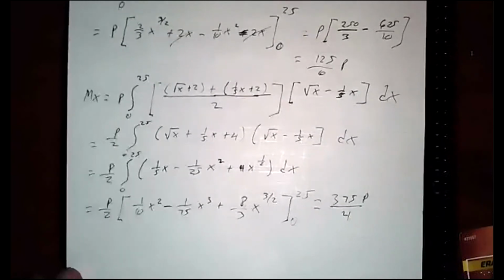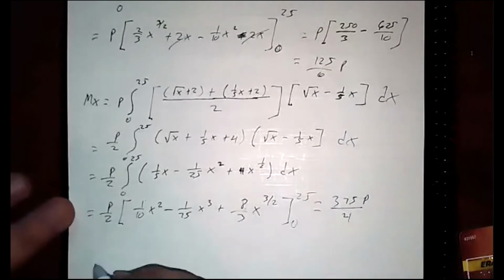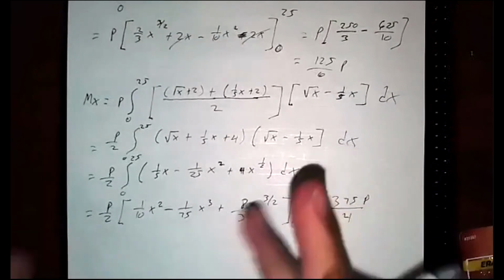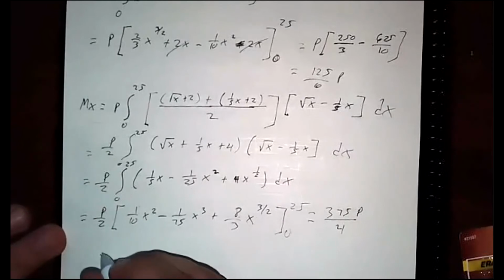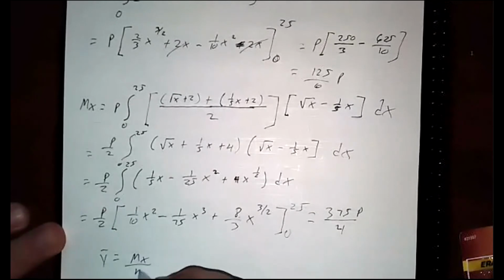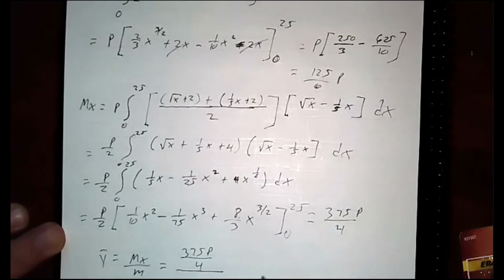So now you can find an x bar, right? Because x bar is equal to, actually, no, that's not true. Let me see, because x bar is defined to be my. So I could find y bar right now. So y bar is equal to mx over m, which is equal to 375p over 4 over 125 over 6p.